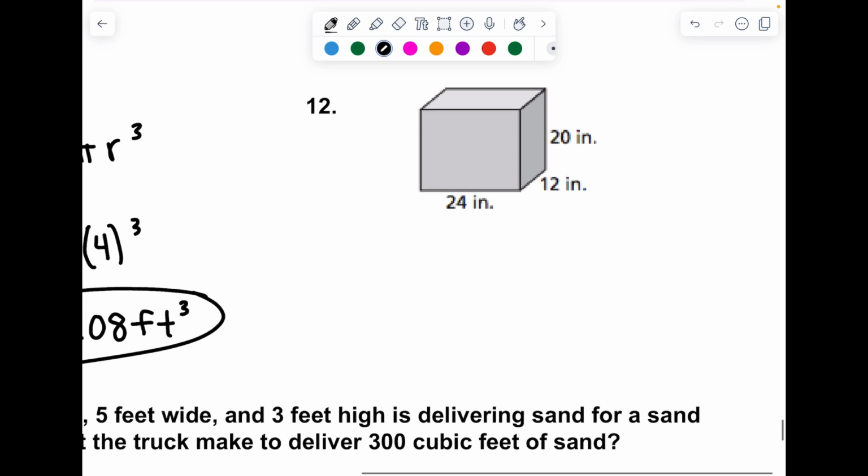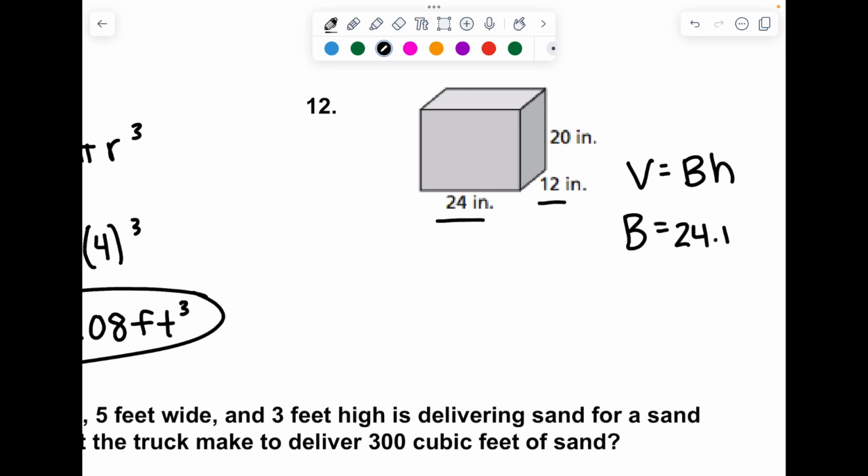All right, then we have a prism. Our prism formula for volume is the area of the base times the height. So let's start with the area of the base. Our big B, our base, is 24 by 12. That's the bottom. So 24 times 12, and 24 times 12 is 288.